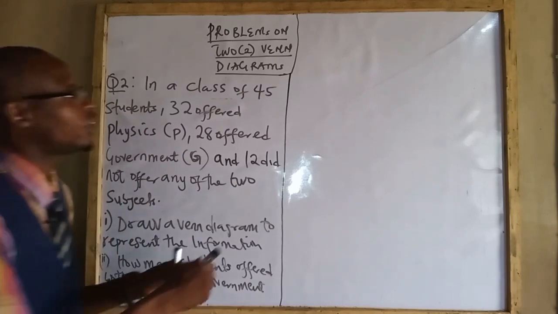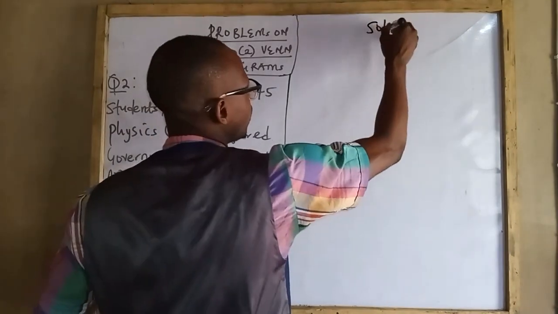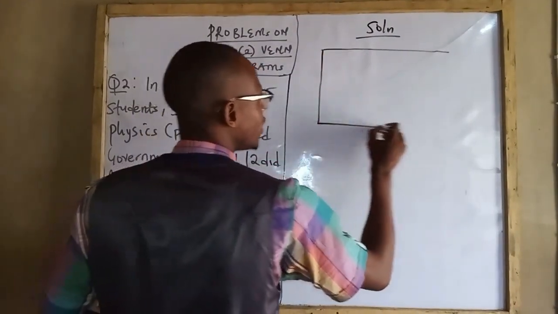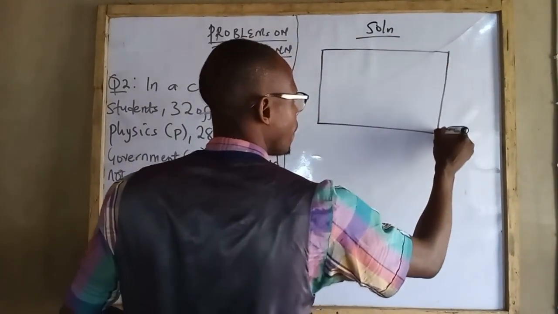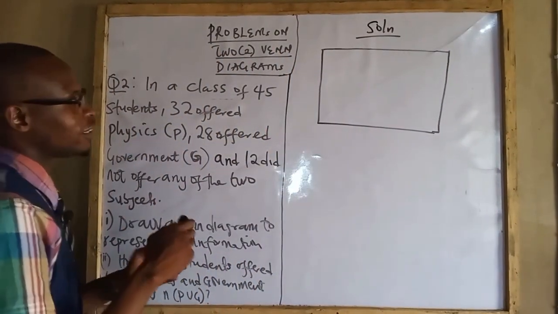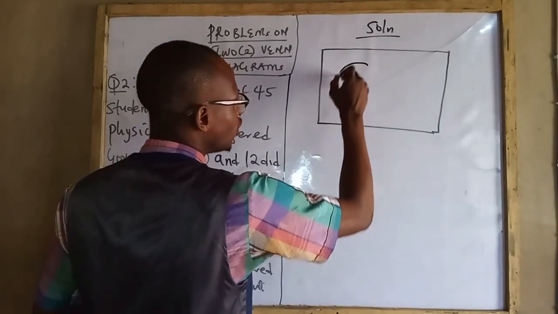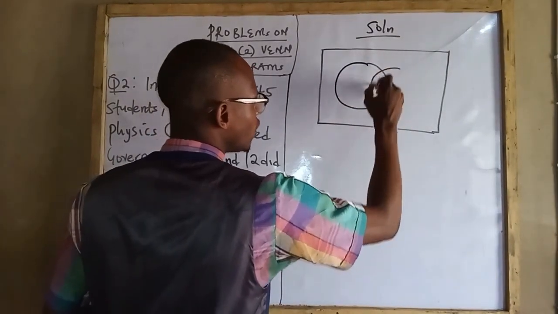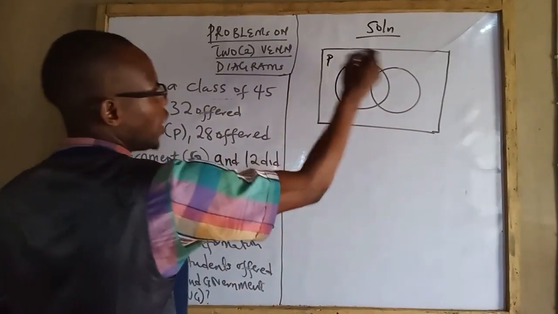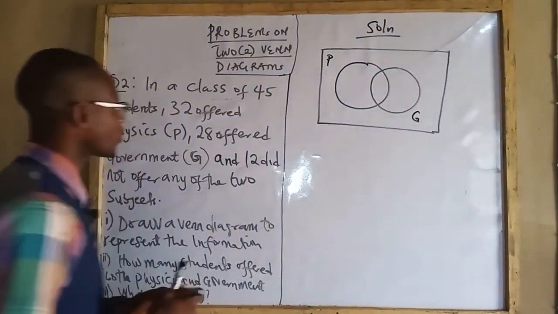The first thing, as usual, is our solution. Don't forget we have a rectangle which signifies the universal set. Then of course, this is a two Venn diagram. We have government and we have physics, so we have two circles to represent the subsets. We have physics, P, and we have government, G.